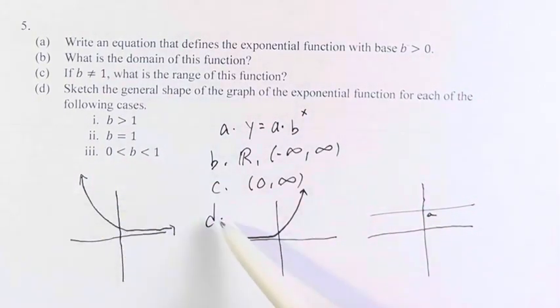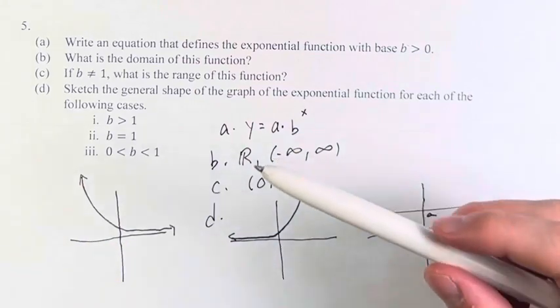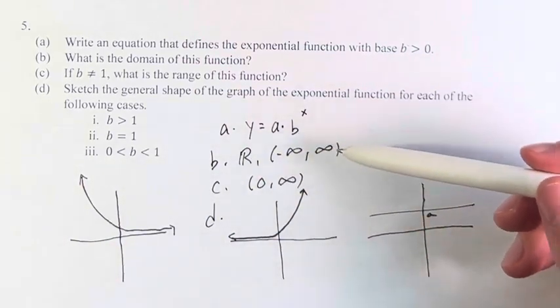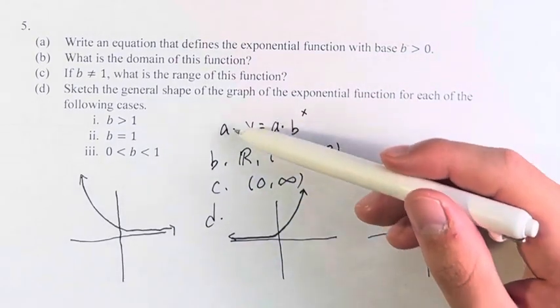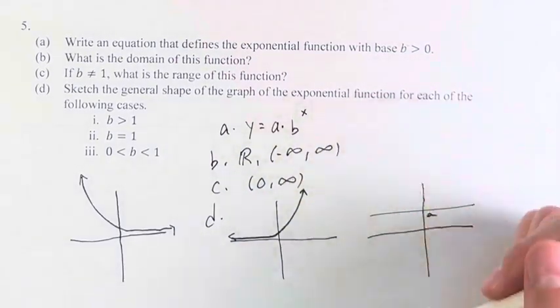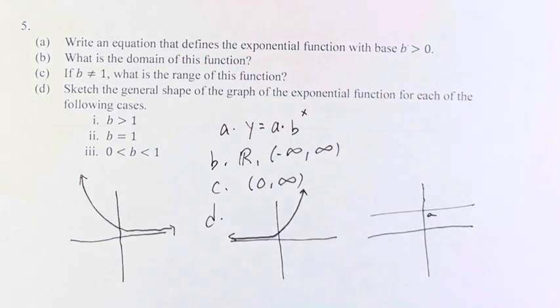And as we can see, both of them have a range of 0 to infinity. And all of these have a domain of negative infinity to infinity. That's a, b, c, and d for this function y equals a times b to the x, the standard exponential function.